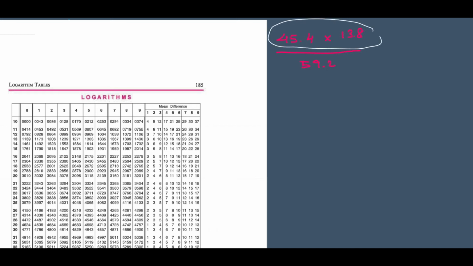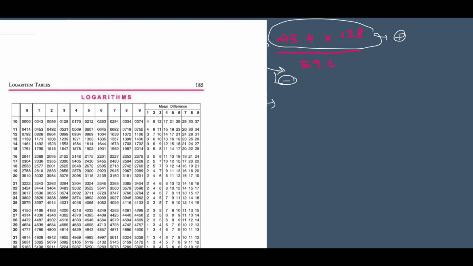Okay, now I am moving to the division term. Same example I am going to take, for example, 45.4 into 13.8. So we will take like 59.2. If it is like this, how can we go? If it is multiplication, it means we have to add. When you are coming to the division, we have to subtract. So this is the concept we have to follow.